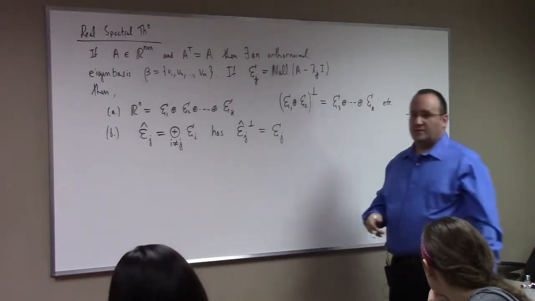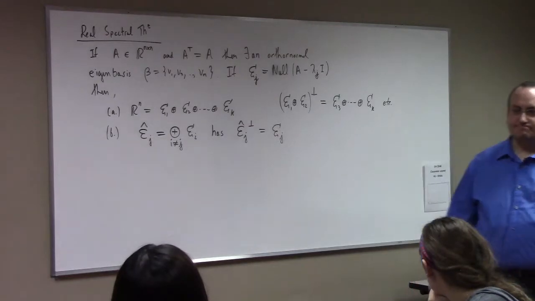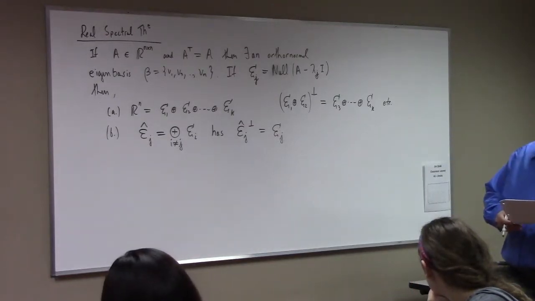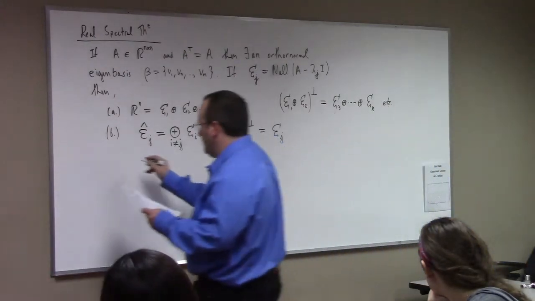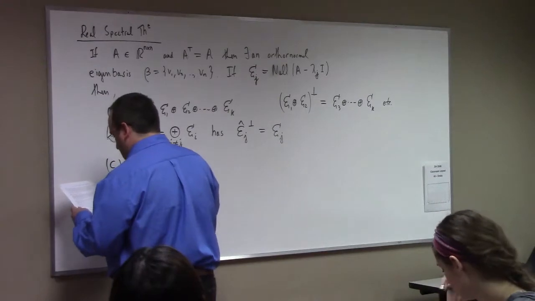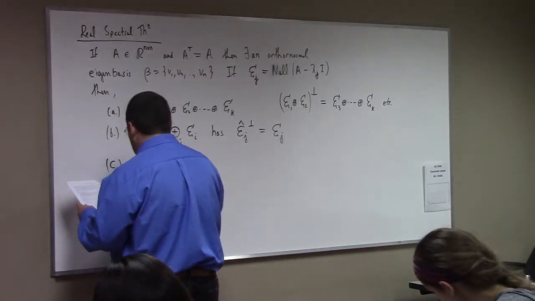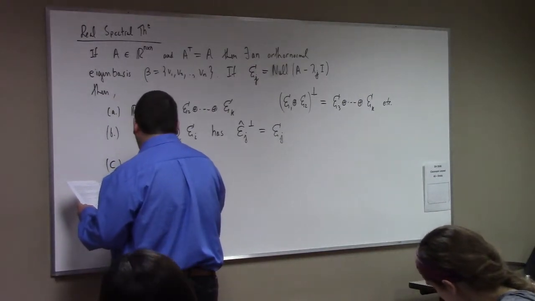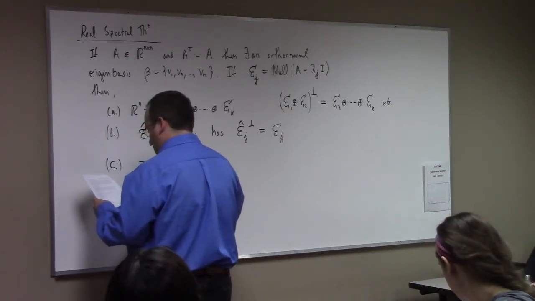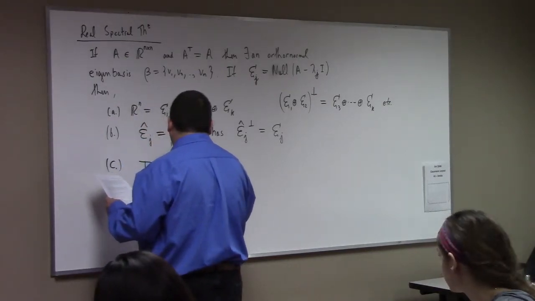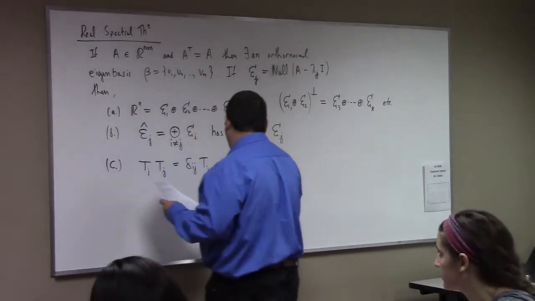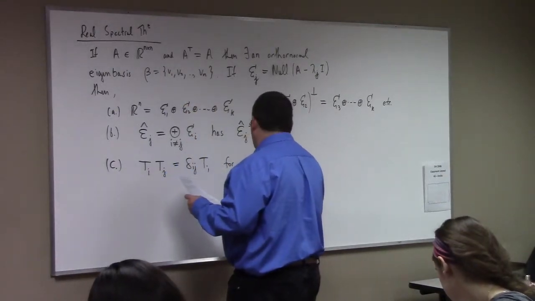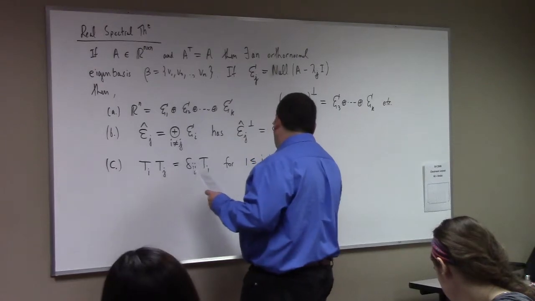I mean, that's not what the theorem says, but that's in fact also true. So this notion of perp is very easy to understand. There's orthogonal projections, which I'm using T sub i for. T sub i and T sub j is equal to the Kronecker delta ij, for 1 less than or equal to i, j less than or equal to k.